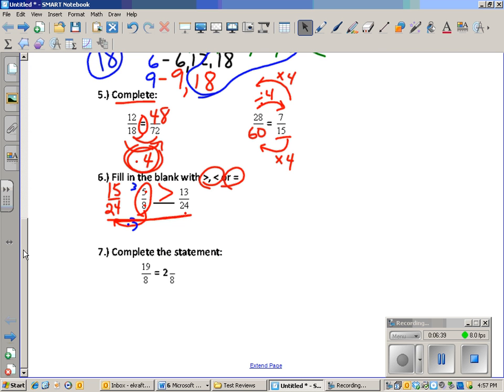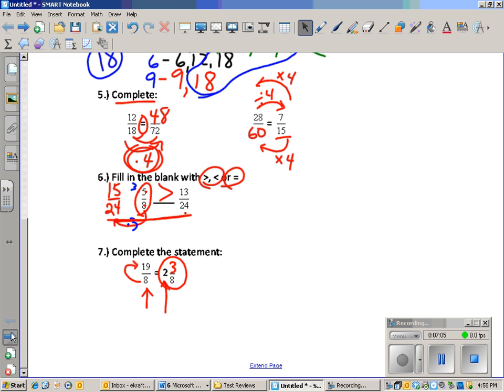We're going to complete the next statement. Let's see, that's 19/8 is equal to 2 and how many 8s? In other words, we're going to change this improper fraction into a mixed number. We're going to see how many times 8 goes into 19. That was 2. That's why we have the 2 whole numbers. 2 sets of 8 is 16 with 3 left over, so we have 2 and 3/8.